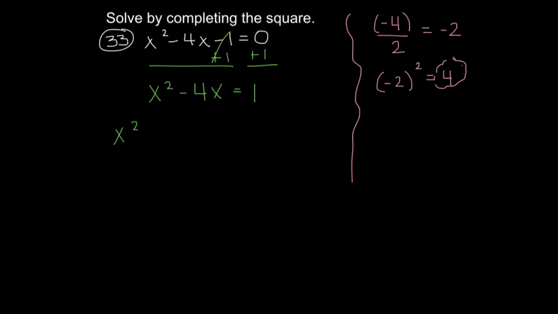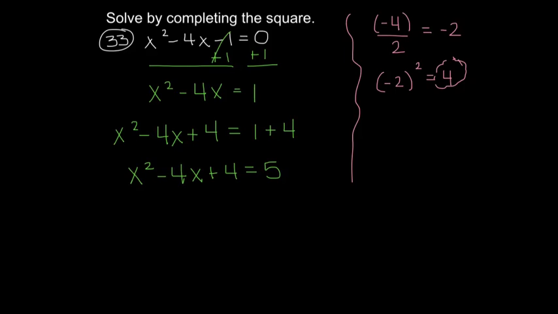I still have the x squared minus 4x. Now I'm going to add 4, but in order to keep the equation balanced, I also have to add 4 to the right side. So this leaves me with x squared minus 4x plus 4 equals 5. What I've done now is I've created a situation where I definitely have a perfect square trinomial. I can always rewrite this left side as a quantity squared.